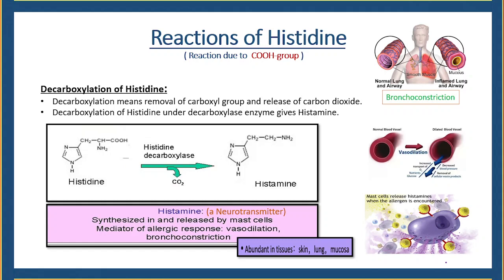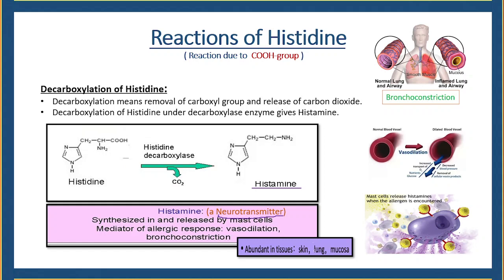Reactions of histidine. This is a very important histidine reaction. It is called decarboxylation of histidine. Decarboxylation means the removal of the carboxyl group and the release of carbon dioxide. So it is again due to the carboxyl group. So histidine, in the presence of the histidine decarboxylase enzyme, is converted into histamine, and carbon dioxide is released. This histamine has a very important role in our body. It is basically a neurotransmitter, a chemical messenger.